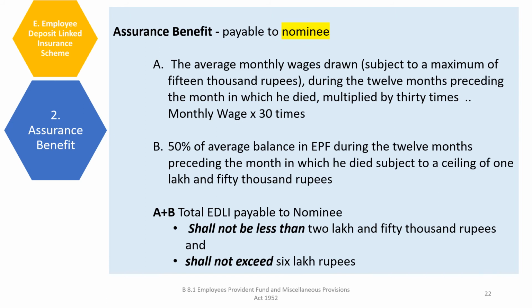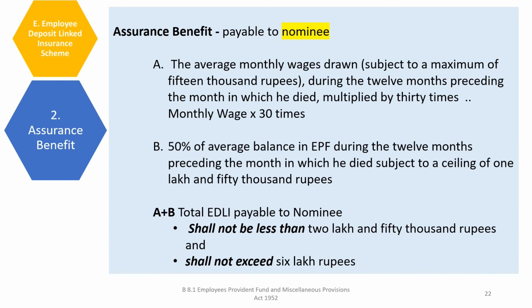Here the beauty of the thing is, this particular welfare legislation ensures that every employee, on the sad demise, will be eligible for payment to his nominee a minimum of 2,50,000, which can go up to rupees 6 lakhs. The amount of benefit which goes has got two components. One, 30 times his average monthly wage for the last 12 months. You take the average of last 12 months and multiply it by 30 times.